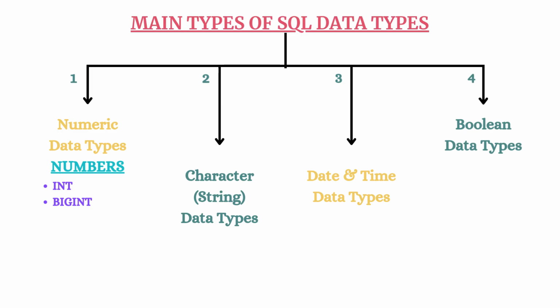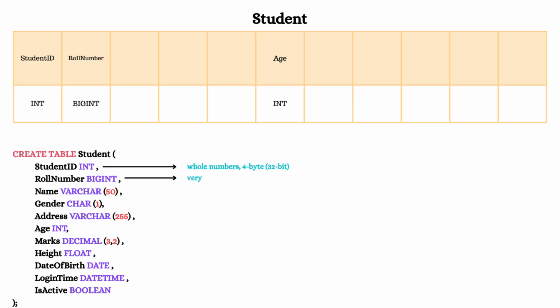So the second data type in the numeric data types is BIGINT. BIGINT is used to store very large integers. It is used when int is not enough. In most student tables, int is enough. BIGINT is used in systems with very large values like banking or large databases. Here we are using it for roll number, just for the example.